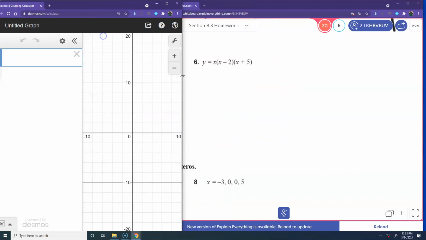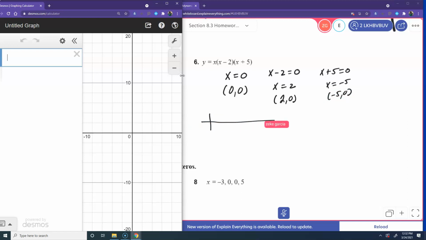So let me go ahead and start off by giving you the zeros. So we have x equals 0. That's the first 0. So it's 0, 0. We have x minus 2 is equal to 0. So x equals 2. So the next 0 is 2 comma 0. And the last one is x plus 5 equals 0. So x equals negative 5. So it's negative 5 comma 0.